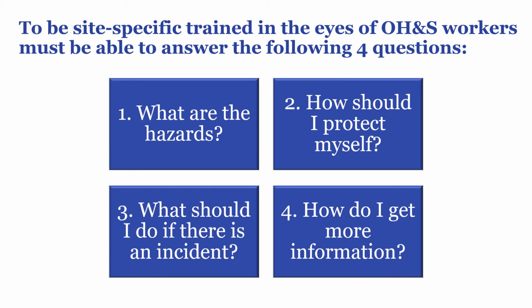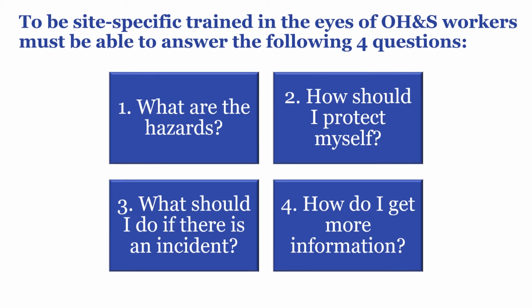To be site-specific trained in the eyes of WHMIS, workers must be able to answer the following 4 questions. 1. What are the hazards? 2. How should I protect myself? 3. What should I do if there is an incident? And 4. How do I get more information?